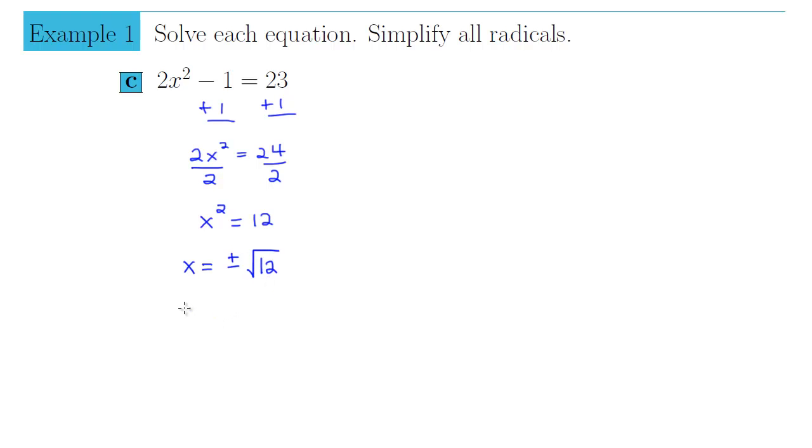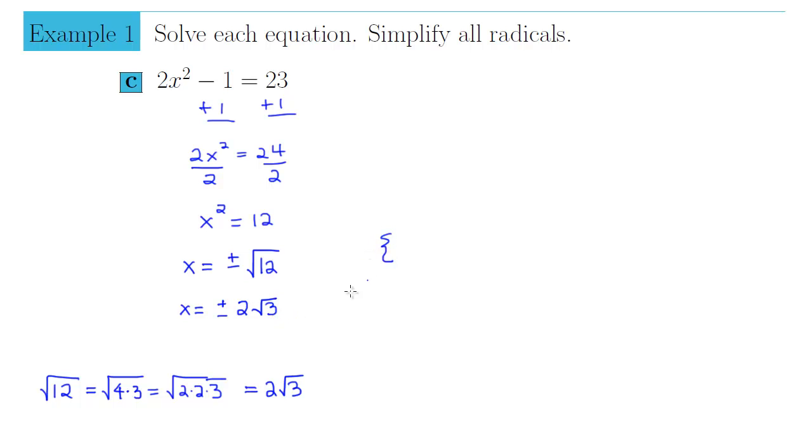Can we simplify this further? Yes. We can take the square root of 12, and let me look at that. The square root of 12, although not a perfect square, is equal to 4 times 3, and 4 is 2 times 2 times 3. That shows us that the square root of 4 is 2, or in other words, there's 2 factors of 2, so we can pull out a factor of 2, and the square root of 12 simplifies to 2 times the square root of 3, which we write as x equals plus or minus 2 times the square root of 3.